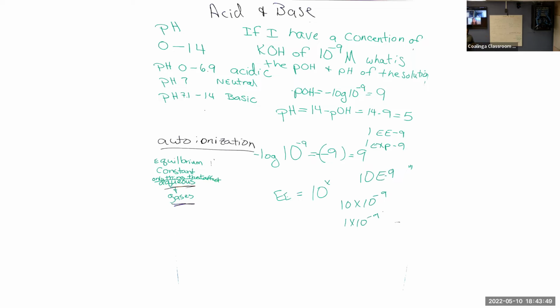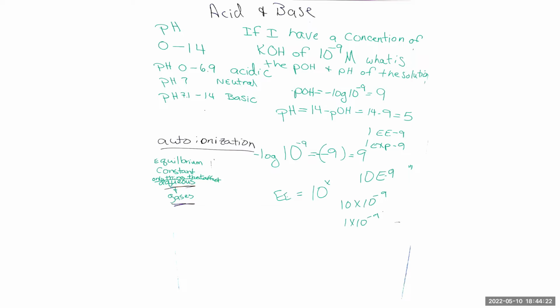Do you understand? So 1 EE minus 9. That's how we would put it in our calculator. But if you put 10, then you're saying 10 times 10 to the minus 9. Okay, that makes sense. I just had a confusion about notation there, and I wasn't expecting that. So that would be the reason why you got that.